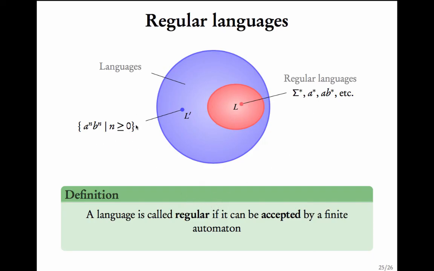Languages like this, which had the same number of A's and B's, lie outside the regular languages. They are called non-regular languages. For this course, we would not care about this non-regular part. We would care about regular languages. Slowly, we will understand the title of this unit, Regular Properties.